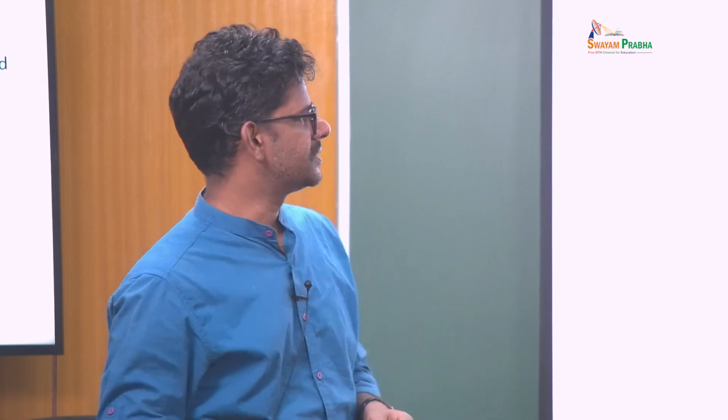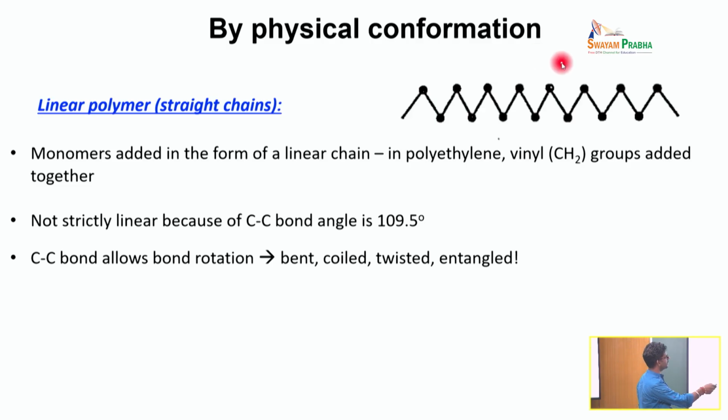That is because of this CC bond having a particular angle. It has to have this 109.5 degrees of angle between the bonds. So you will have this kind of zigzag nature. And one more thing you will see that is characteristic of a linear polymer is that about the CC bond, the bonds can rotate. Each bond can actually rotate about the axis.